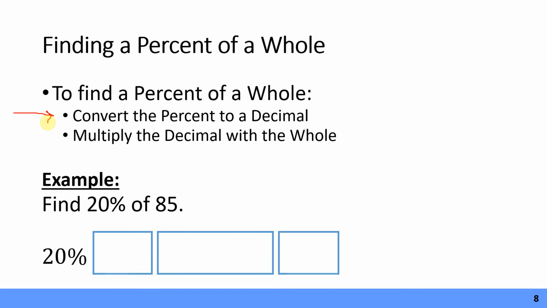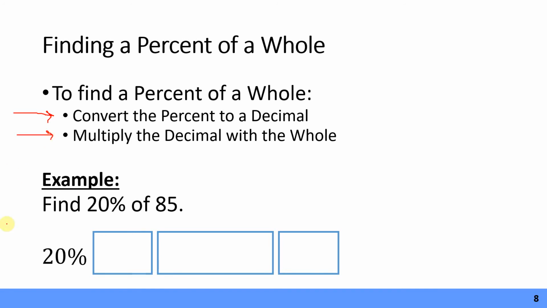Okay, so if you don't remember how to do that, this is the one where you grab the decimal place and you move it twice to the left, or you divide by 100, whatever you feel more comfortable doing. Once you find that decimal, you're almost done. All you have to do is multiply that decimal times the whole number and you're done. Voila, that's it. Okay, so let me go ahead and show you an example of what I mean.